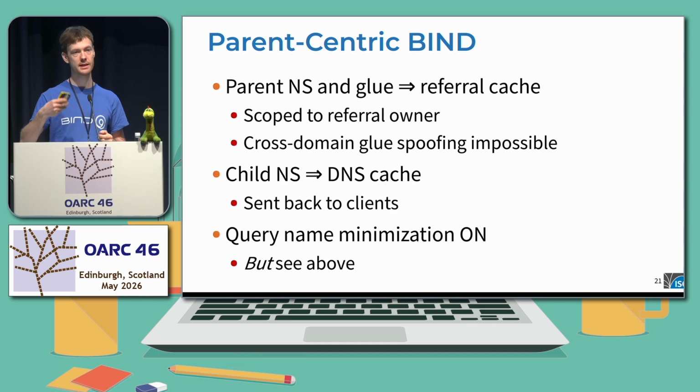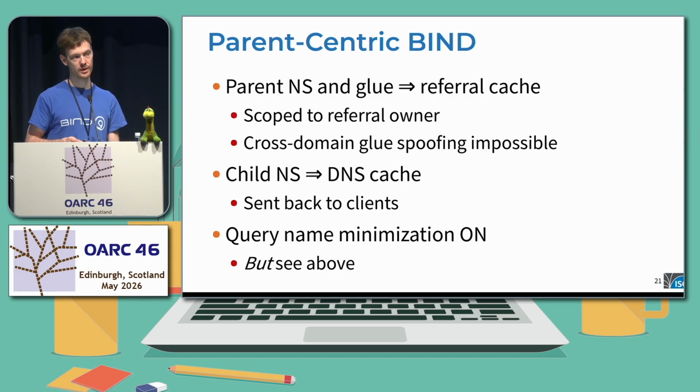If a client explicitly asks for an NS record, it will get a child version with RRSIG, so it can be validated and so on. But to actually do the recursive resolution, we use the data from the referral cache. So only the parent version of the zone cut and the glue. And here the glue is now tied to the specific name it was sent with. So even if an attacker manages to spoof glue for one particular delegation, it will not affect other delegations using the same name.